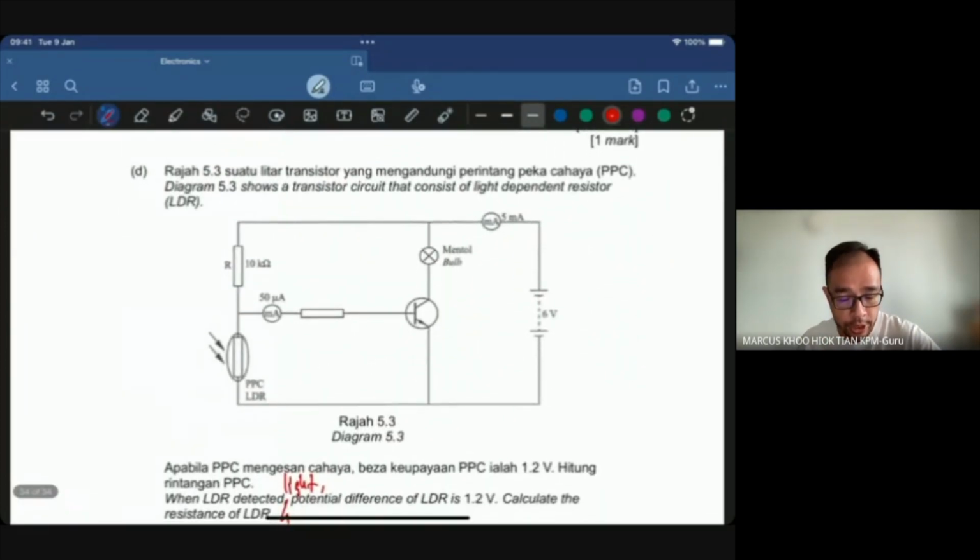5.3 shows a transistor circuit that consists of a light-dependent resistor, LDR. I'm so sorry, everybody. Just give me like 5 more minutes.